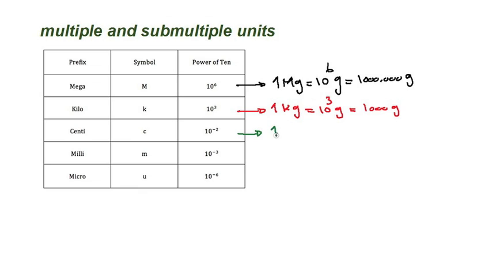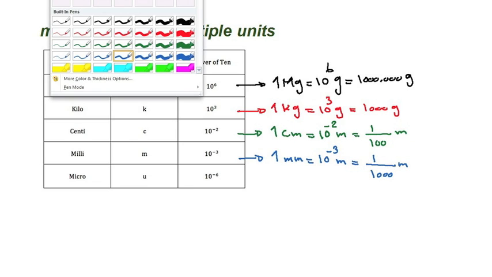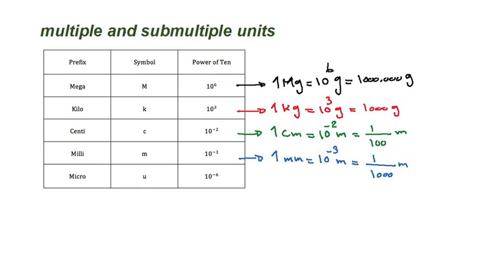1 centimeter is equal to 10 to the power of minus 2 meters, or 1 over 100 meters. 1 millimeter is equal to 10 to the power of minus 3 meters, or 1 over 1000 meters. And 1 micrometer is equal to 10 to the power of minus 6 meters, or 1 over 1 million meters.